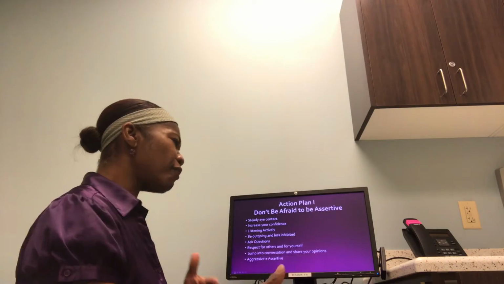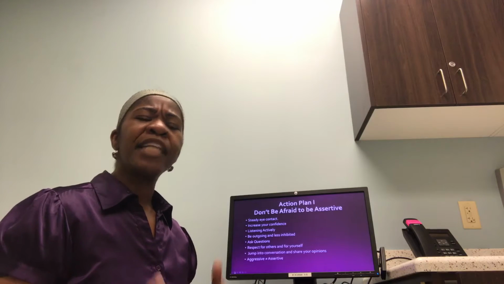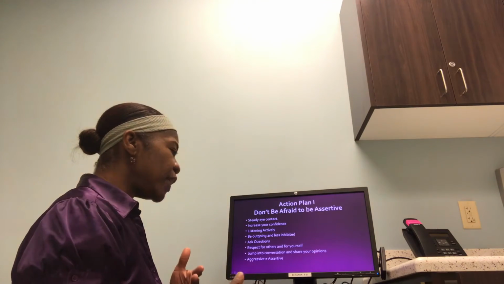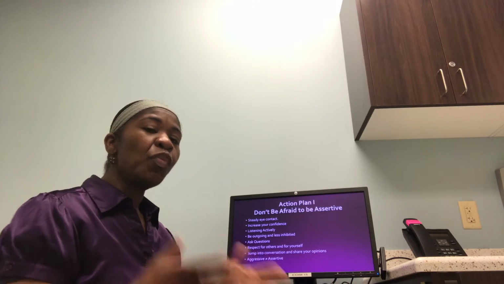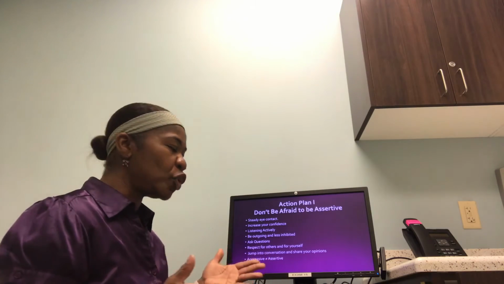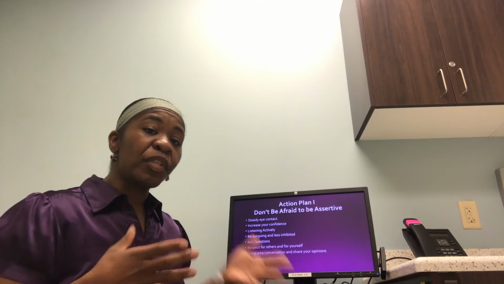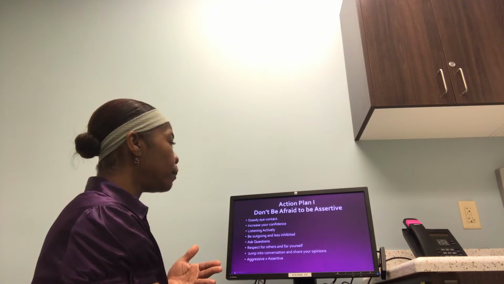Also, jump into conversations and share my opinion. It's okay to share your opinion one with another. Then there's aggressiveness and assertiveness, and you want to have a balance in those. You don't want to be more aggressive. You don't want to be more assertive, but you want to have a balance in the two.